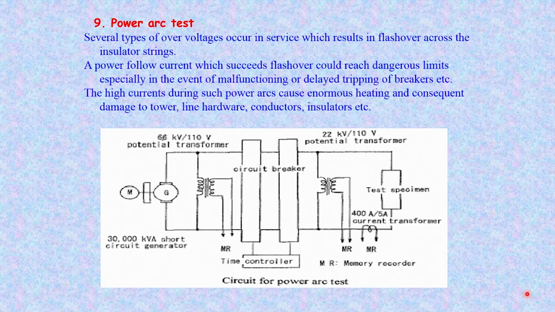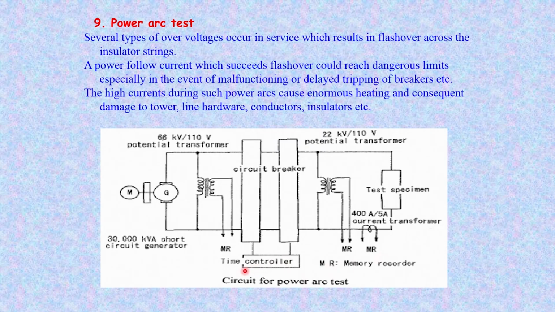This is especially so in the event of malfunctioning or delayed tripping of breakers. In case the breaker trips, the power follow currents could be limited by the breaker. In case the breakers do not trip, it is dangerous for the insulators, as the current levels could shoot up to very high magnitudes. So, these high currents during such power arcs can cause heating and consequent damage to the tower, line hardware, conductor, insulators and the insulator accessories which are connected. This could lead to a failure of the insulator string in the transmission tower. So, a special arrangement has to be made in the laboratory to test this event.